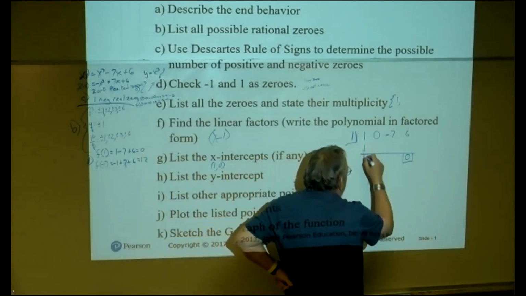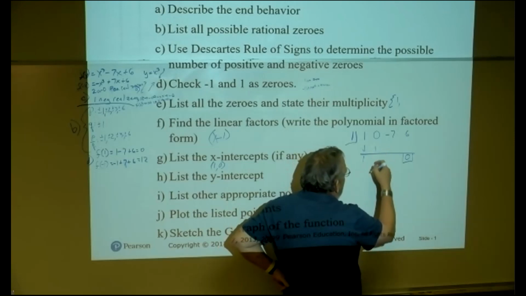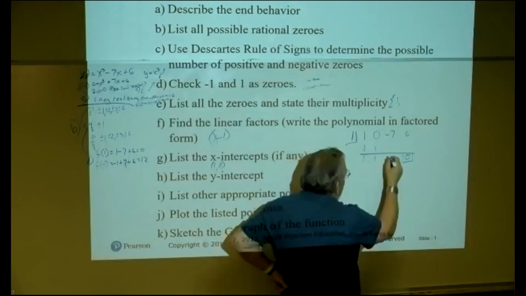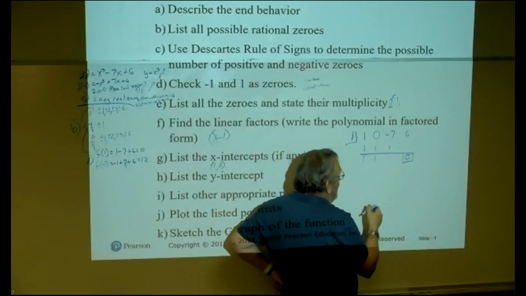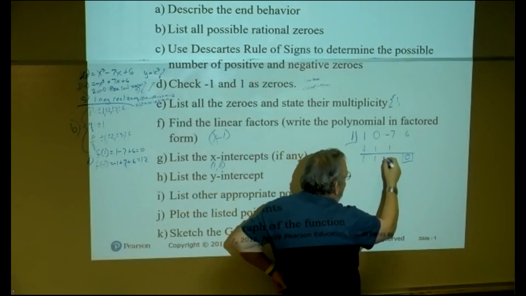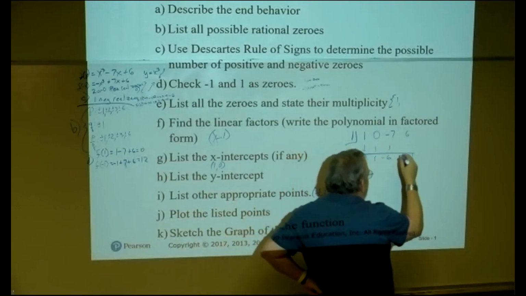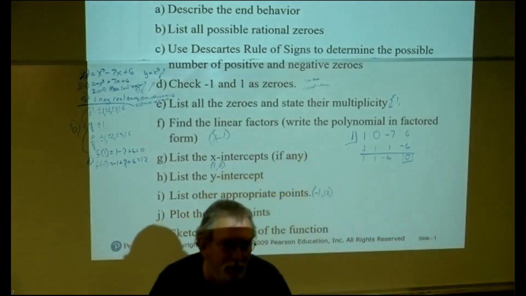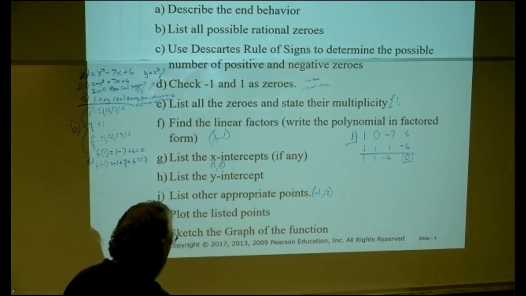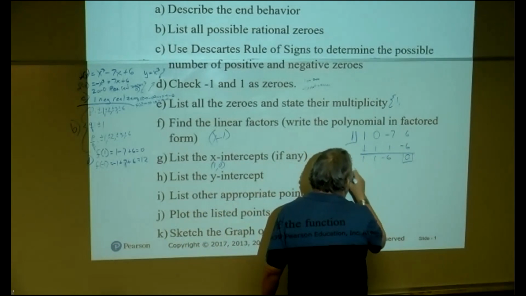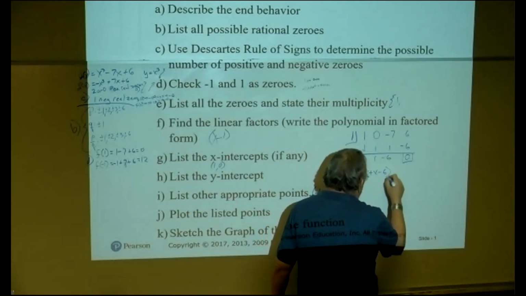So we drop down this 1, multiply by 1, and combine 1 with 0, we get 1. 1 times 1 is 1, another 1. Then negative 7 plus 1 is negative 6. 1 times negative 6 is negative 6. Those are opposites, so they go to 0. So boom. We factored this to x minus 1 times x squared plus x minus 6.